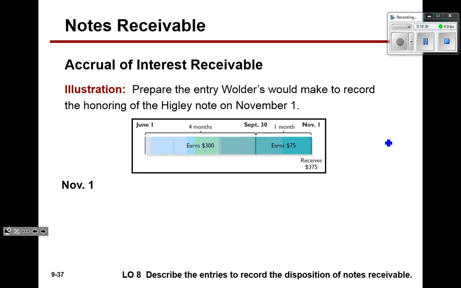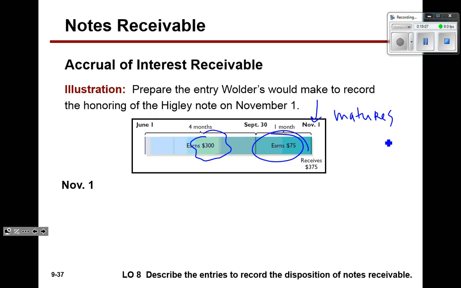Okay, we know this little scenario. Prepare the entry that would happen once the calendar turns. Now here's where things get a little bit tricky. The previous 300 right here, we hadn't gotten our money yet. We'd earned some of our interest, but we haven't gotten our money until November 1 when it matures.